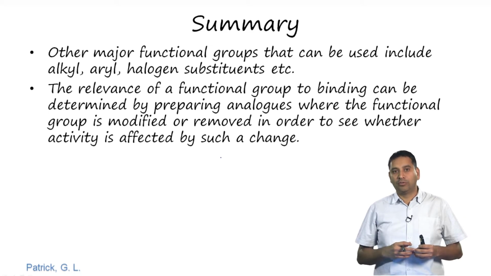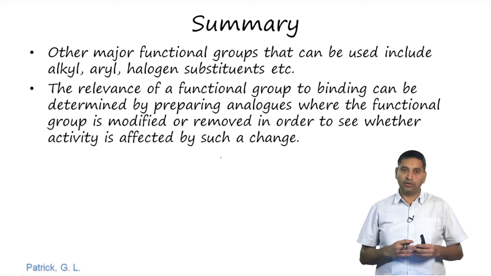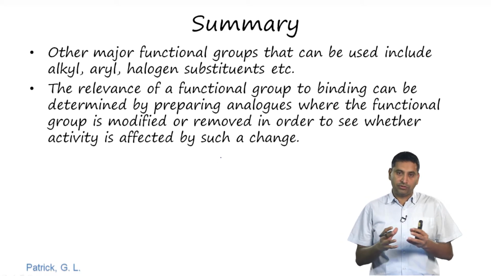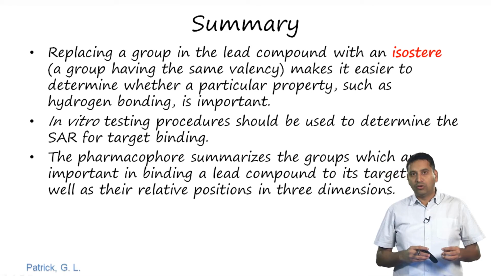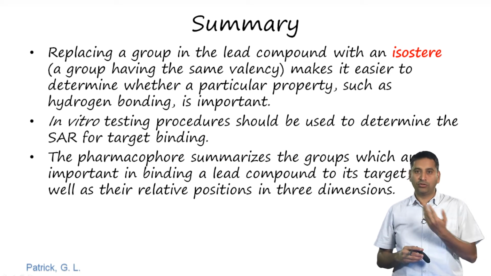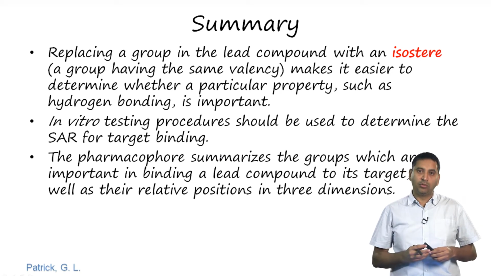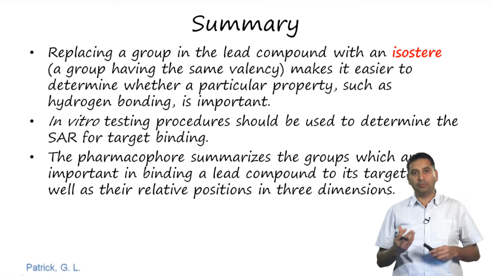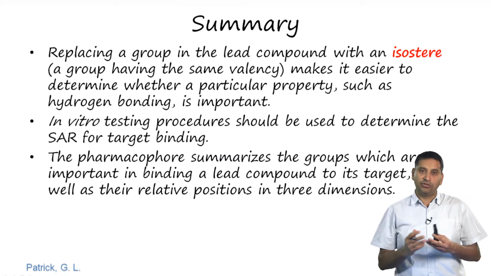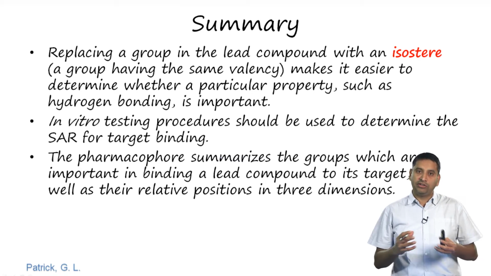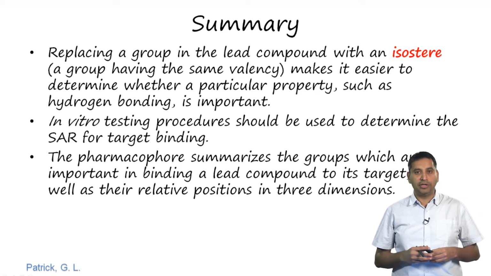Here, what we do is we either modify or remove the functional group altogether and see whether the activity is affected by such a change. We have seen all of these concepts in the past few lectures. We also introduced the concept of an isostere, which is basically a group that has the same valency. An isostere for an alcohol would be CH2, NH2 and so on. For example, when we want to interrogate whether a particular property such as hydrogen bonding is important, we would replace that group with an isostere which does not change the molecular weight a whole lot, but would change the polarity and the hydrogen bonding capability.